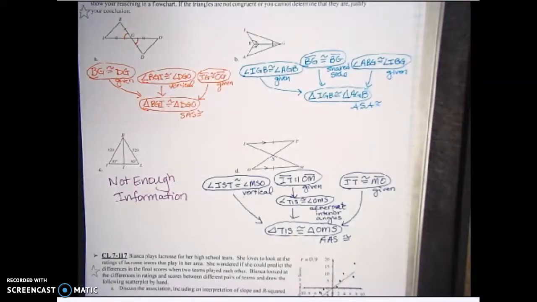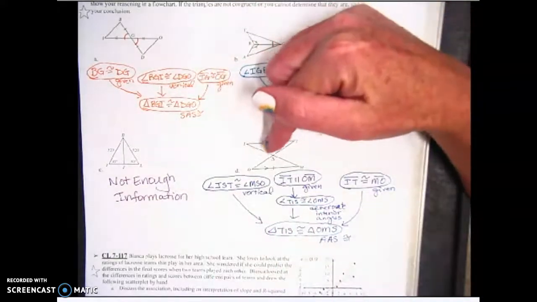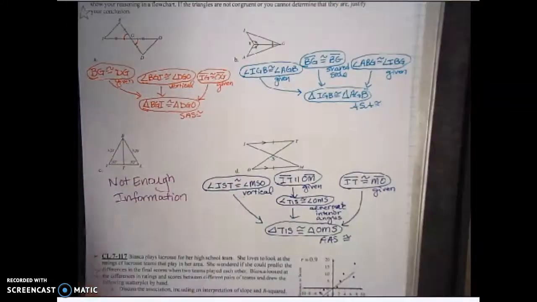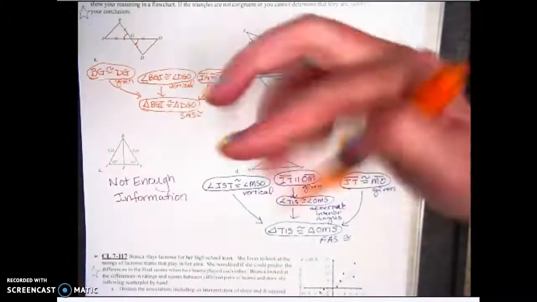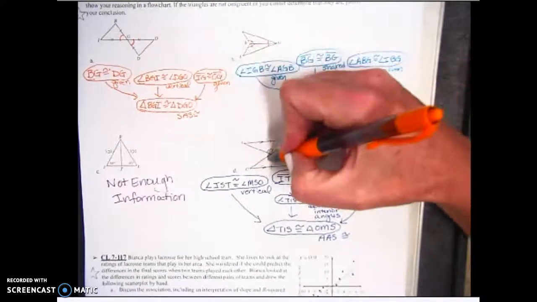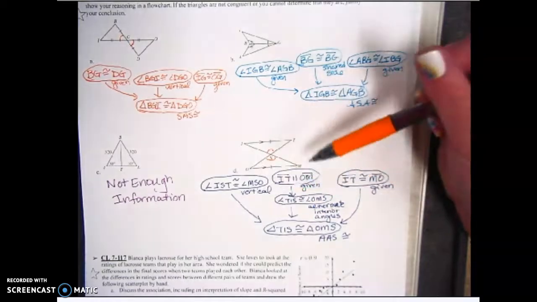Part D, I have vertical angles at IST, so this angle right here, put a little arc mark there, and MSO. Those two angles are congruent because they're vertical angles.